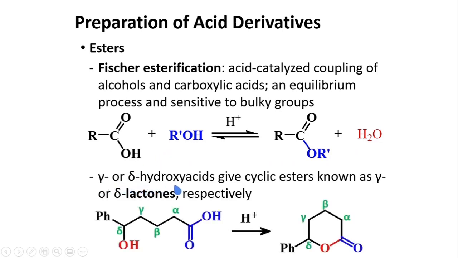Gamma and delta hydroxy acids give cyclic esters, known as gamma or delta lactones respectively. These compounds easily form. We name them as gamma or delta based on the old system of identifying carbon locations. This is alpha because this is the carbon that is right next to the carboxyl group. Then followed by beta, gamma, and delta. And this oxygen attached to the delta carbon can attack as a nucleophile to this carbonyl carbon and form your cyclic compound. We call this a delta lactone. Lactones are cyclic esters.